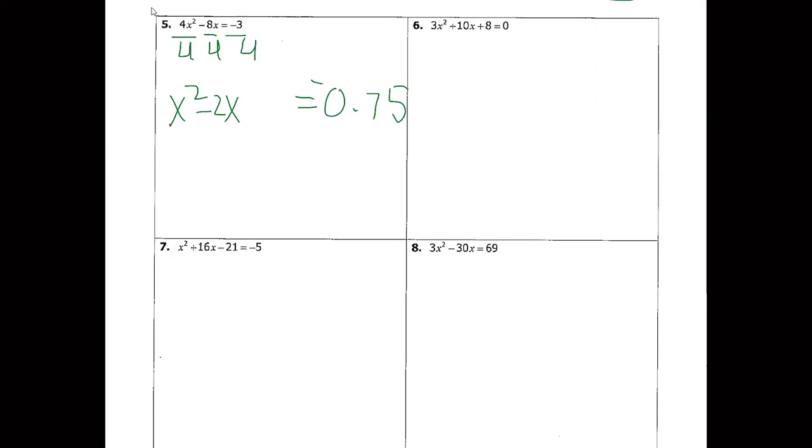So you do your new b. That would be negative 2 over 2 squared, or that would just be 1. So I'm going to add a 1 to both sides of my equation.